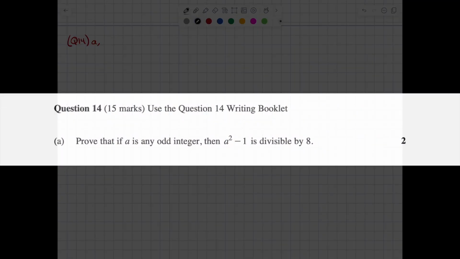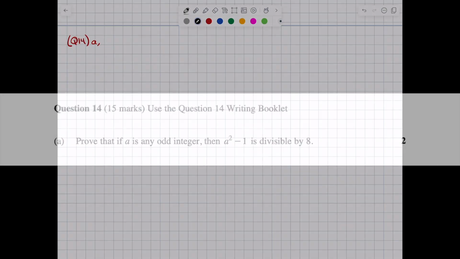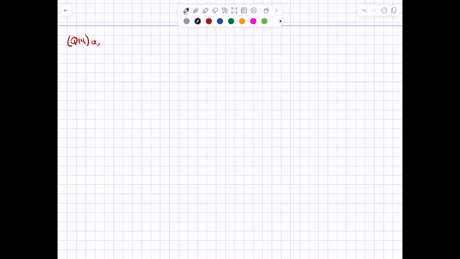In this video, we'll be going through question 14 from the 2024 HSC Mathematics Extension 2 exam. Part A. Prove that if a is any odd integer, then a squared minus 1 is divisible by 8. So if a is an odd integer, we can say if a is odd, then a will be equal to 2k plus 1 for some integer k.